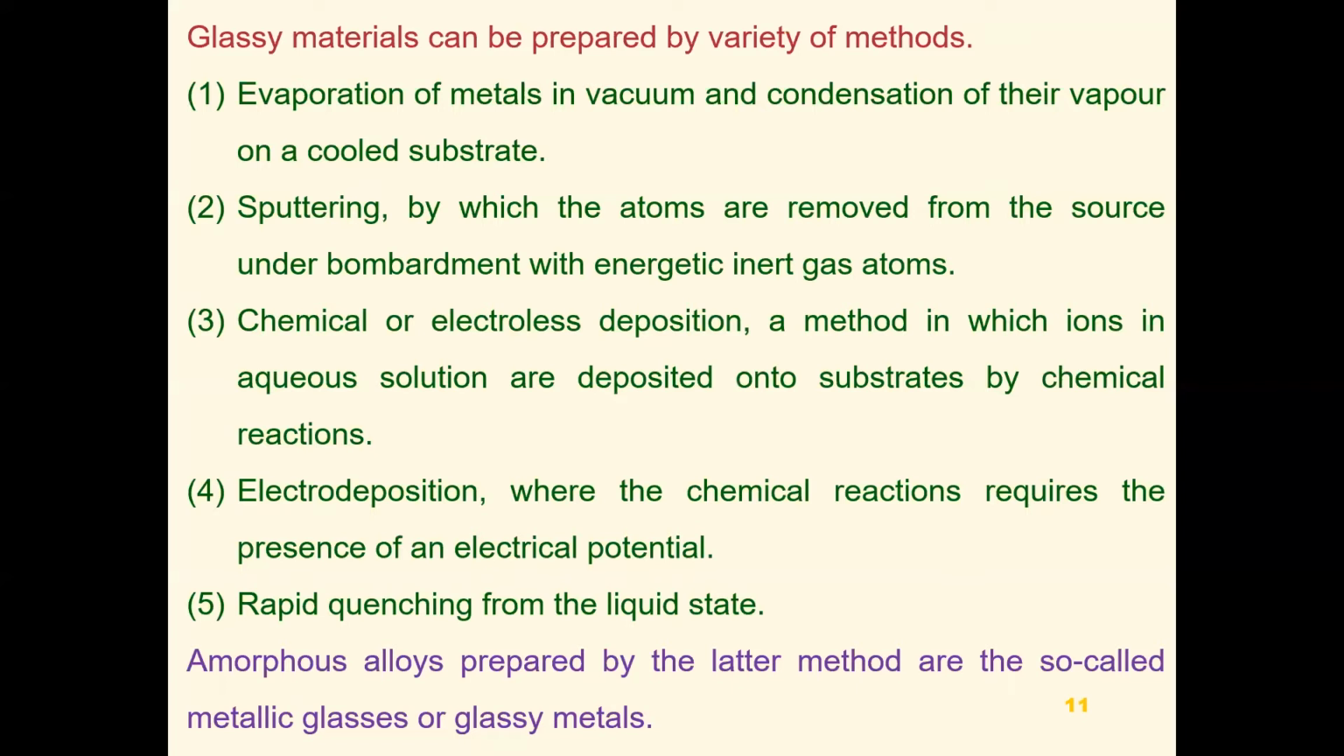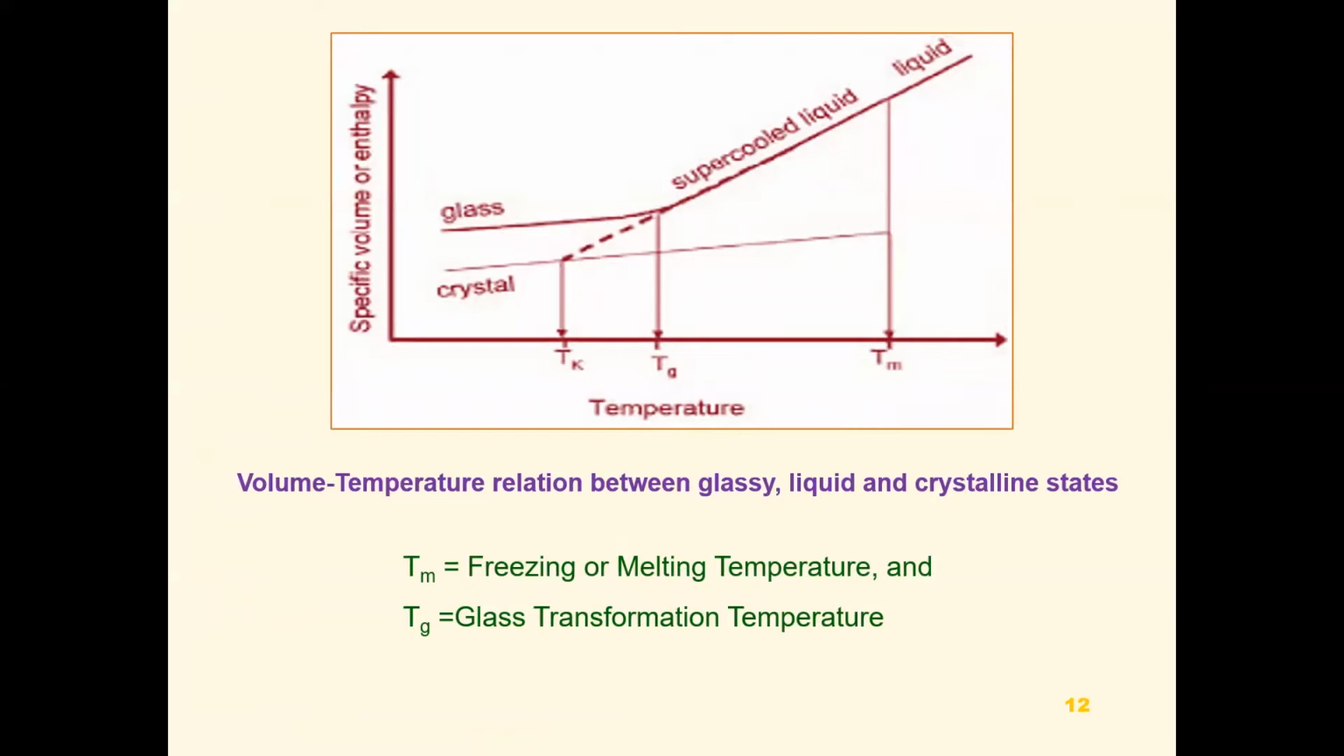chemical or electrolysis deposition, a method in which ions in aqueous solution are deposited onto substrates by a chemical reaction through the electrodeposition technique, where the chemical reaction requires the presence of an electrical potential. And lastly, the rapid quenching from the liquid state. Amorphous alloys prepared by the latter method, the rapid quenching method, are the so-called metallic glasses or glassy materials. In this slide, you can see the volume-temperature relationship between the glassy, liquid, and crystalline states.